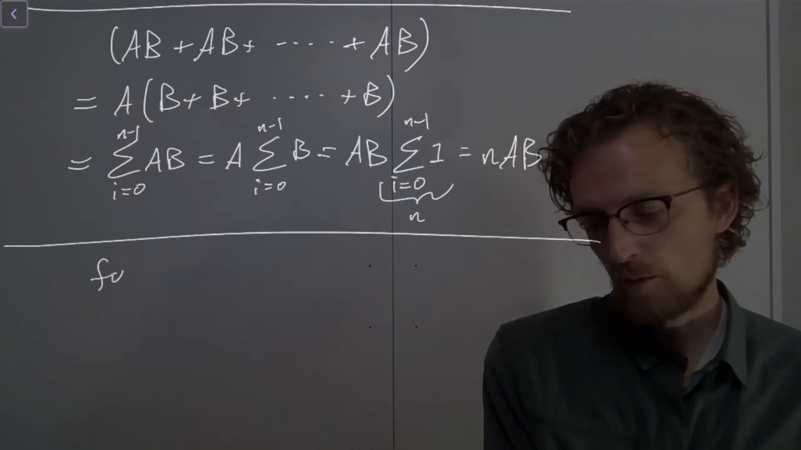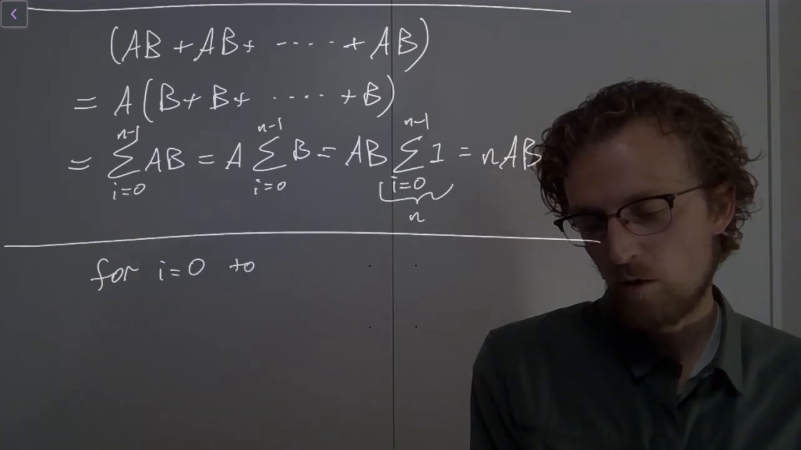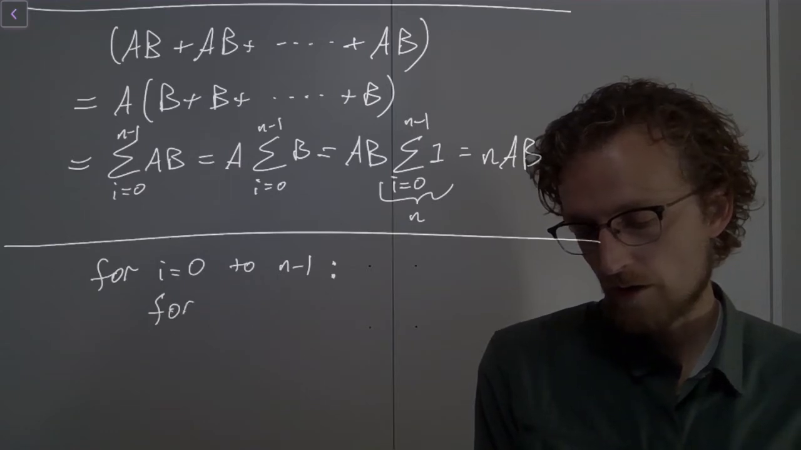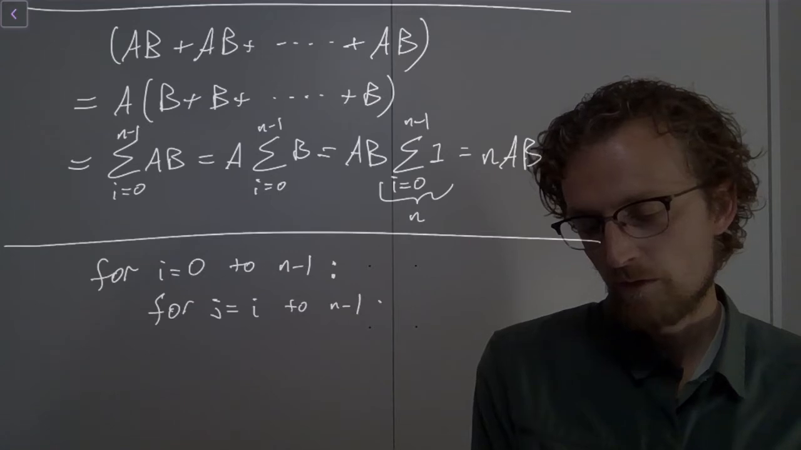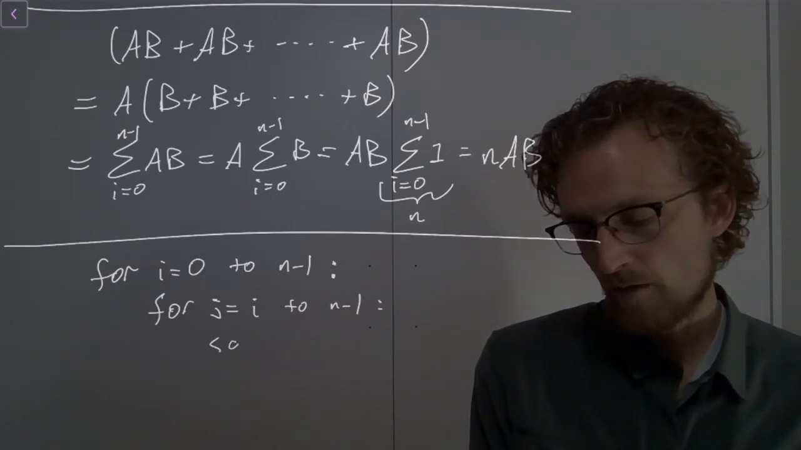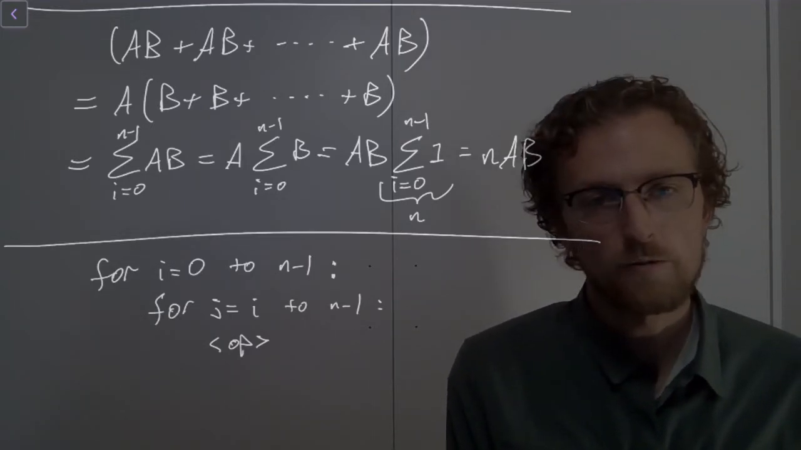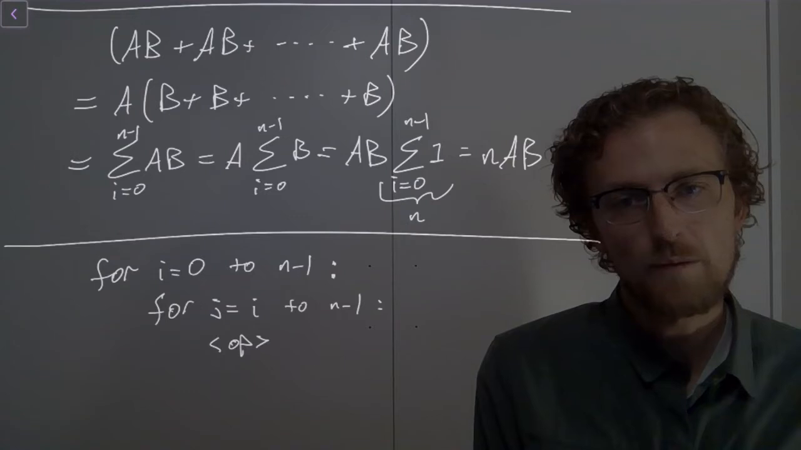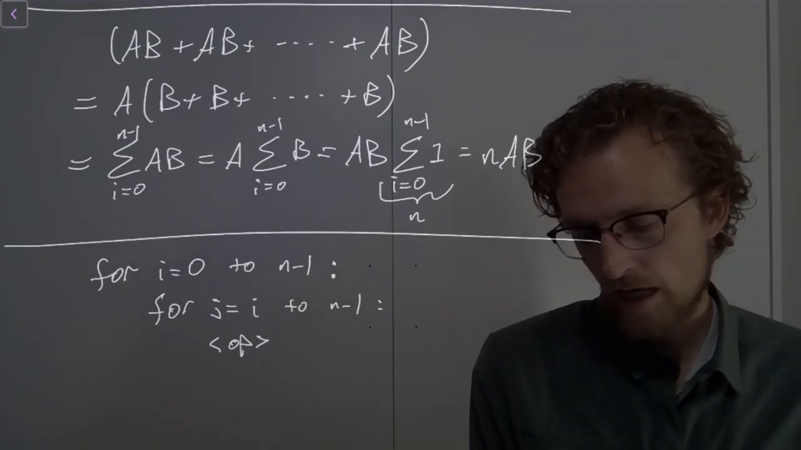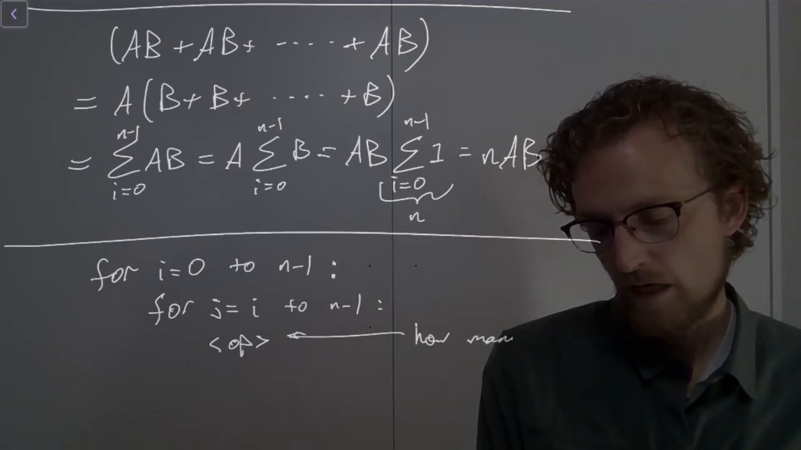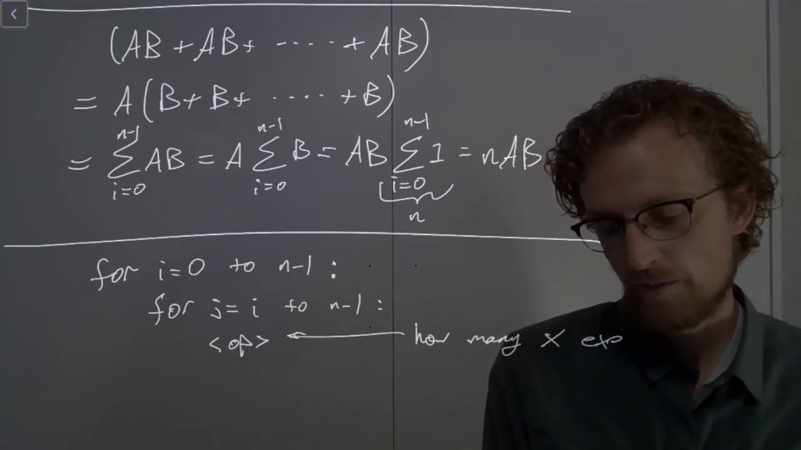So if I have a loop like this, where I go for i starting at 0 and running up to n minus 1, and then I've got an inner loop that goes like this, for, say, j starting at i to n minus 1, and then I have some operation. I might ask, how long does this thing take to run? How many times does this operation get executed?